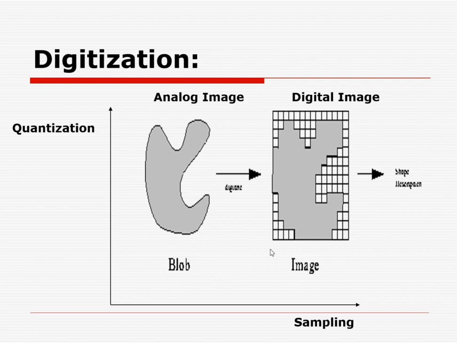How does it come? Maybe this is easy to understand: we have an analog image of very good quality. We have a continuum image, an analog image, as shown in this blob on the left-hand side. If I am going to do the process of digitization, the very first thing is I have to decide the total number of rows and columns, that is sampling.